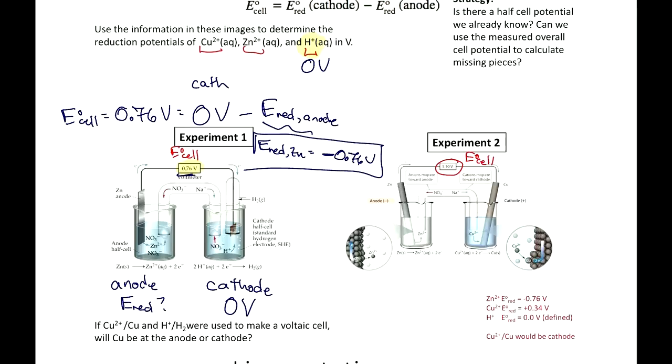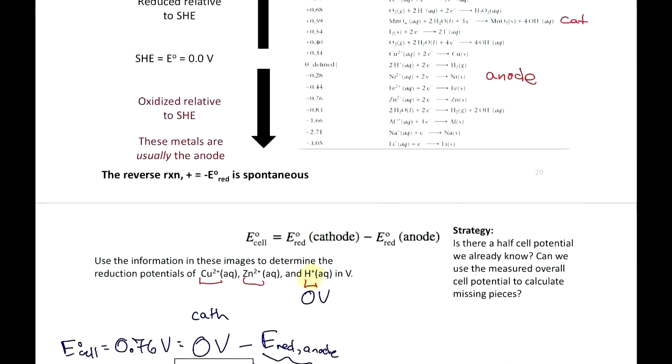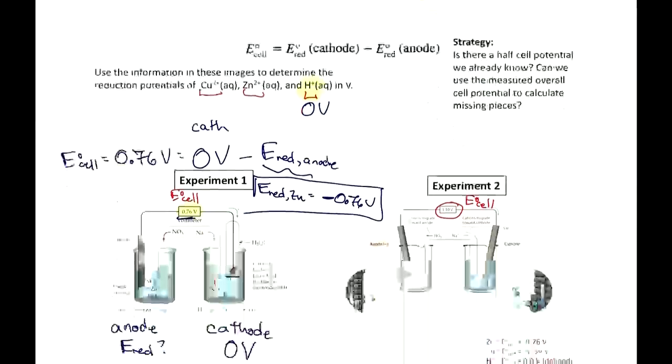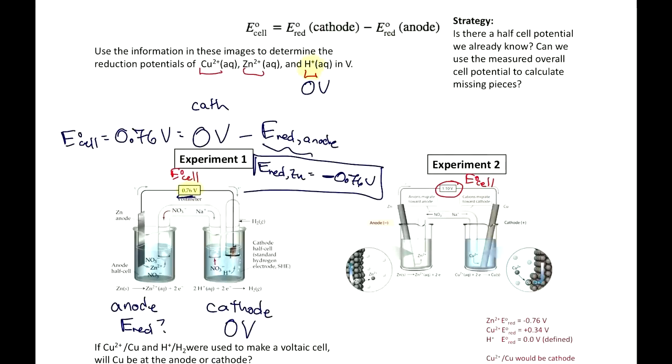All right, so zinc has a reduction potential of negative 0.76, and that matches exactly what was given in this table. Zinc, because of its negative reduction potential, is typically the anode, and that's exactly what we see in this diagram. So let's use this information to help us with experiment 2.